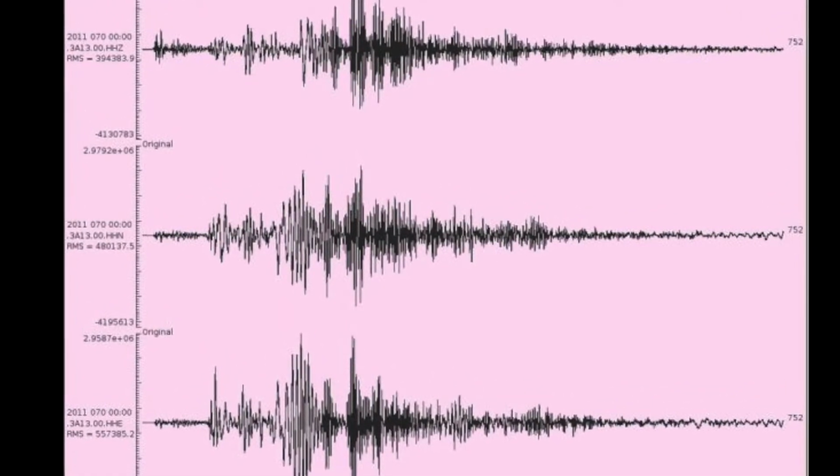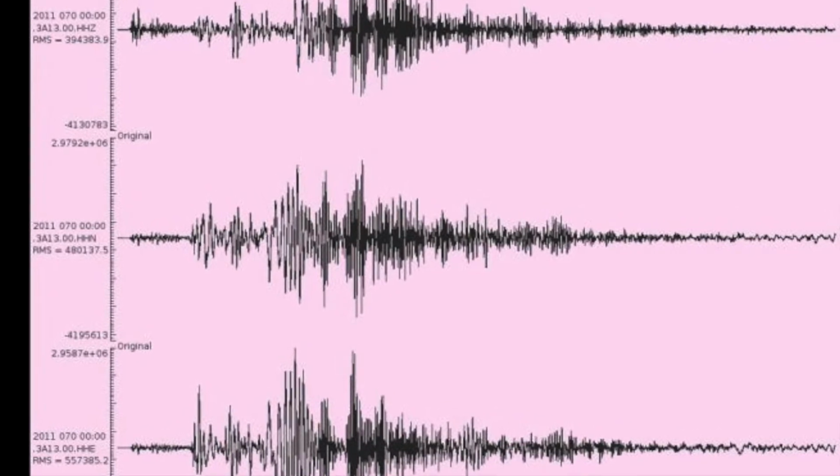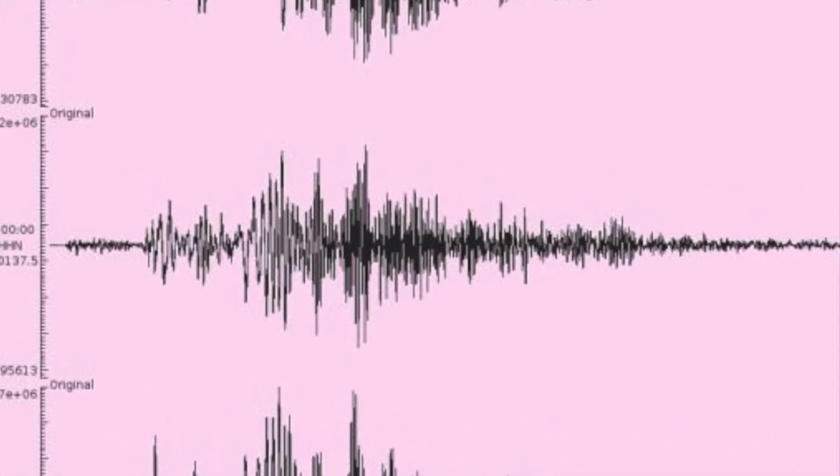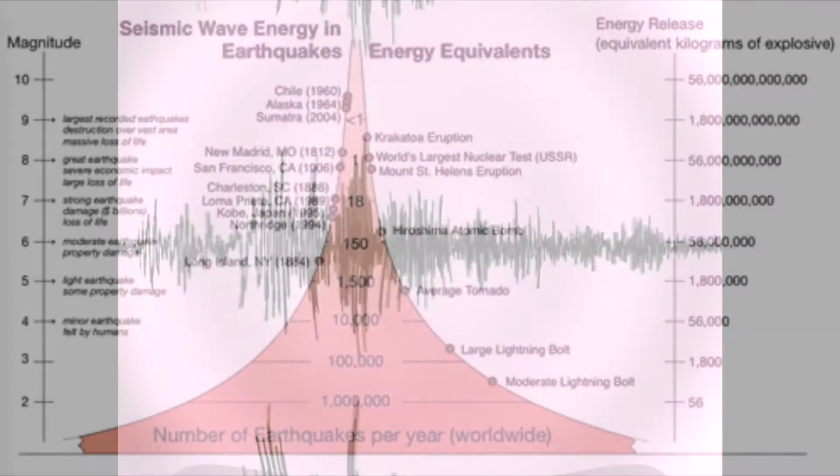Magnitude is the measurement of an earthquake. Magnitude is used to measure the overall size of an earthquake. Magnitude levels are ranked 1 to 10, 10 being the highest and 1 the lowest.